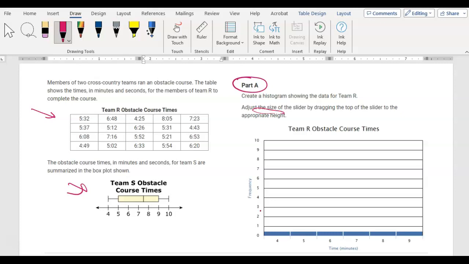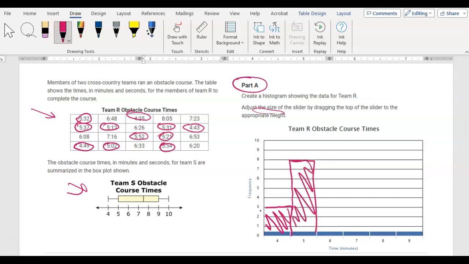So we're looking at the number of people who are between 4 and 5 minutes. And so we're going to count those. So we have 1, 2, 3. Let's see, are there any other 4s? Nope, that looks like that's it. So you would slide it up to 3. Then we're looking for people in the 5 range, from 5 to 6. So we have 1, 2, 3, 4, 5, 6, 7, 8. So this one you would slide all the way up to that 8 bar.